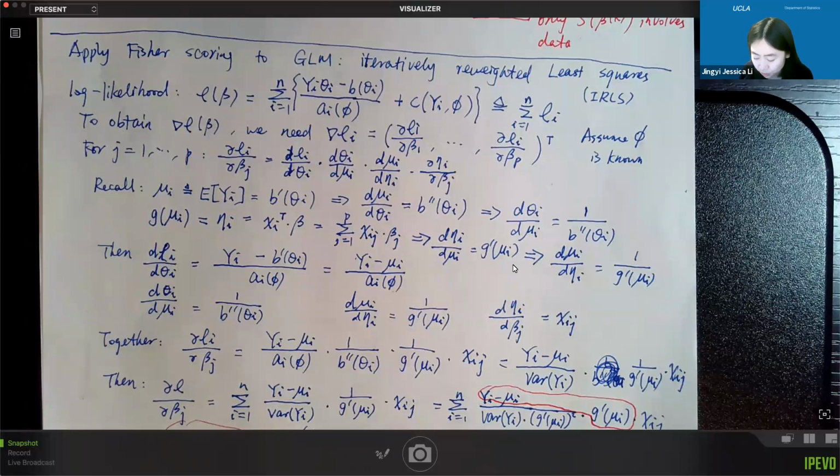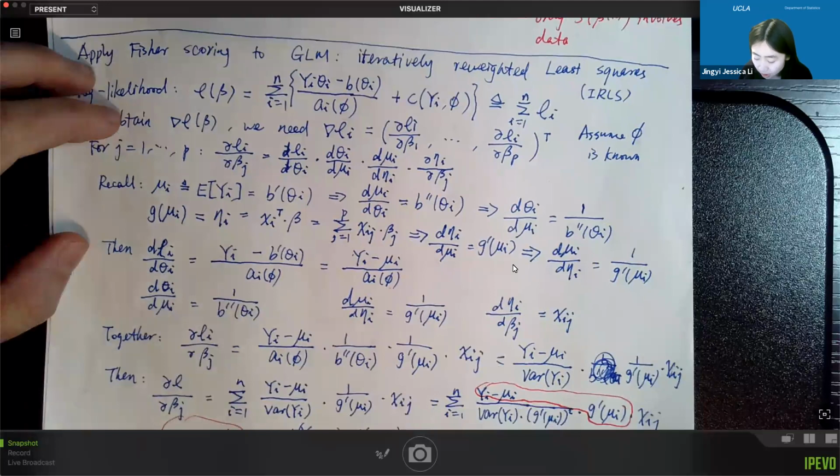First, as a recap of lecture 9, we apply the Fisher scoring method to the GLM for maximizing the log likelihood. In this specific application, we call Fisher scoring iteratively reweighted least squares, and you will see why we give it the name. In lecture 9, we did a very tedious derivation for the score function of the log likelihood of GLM.